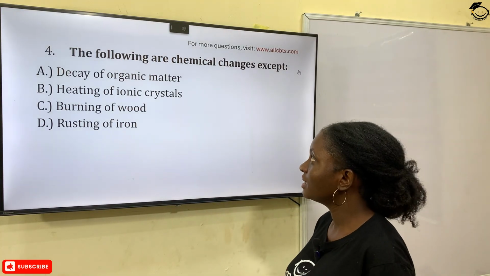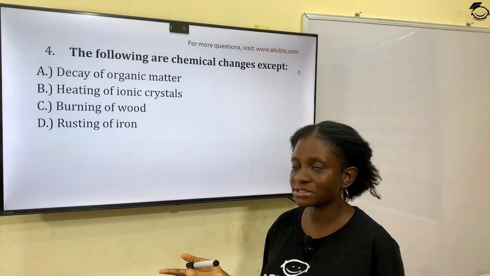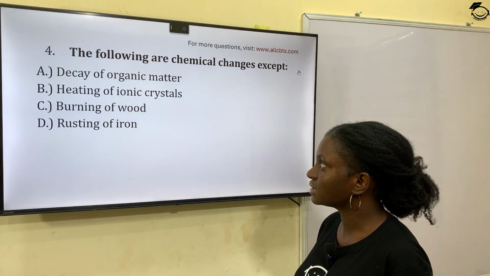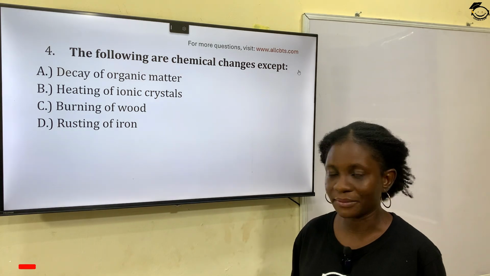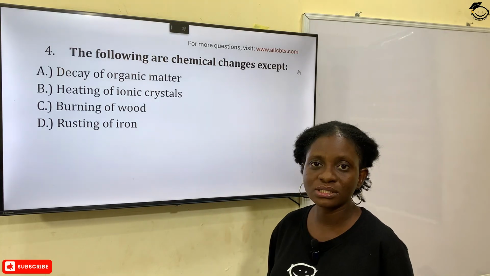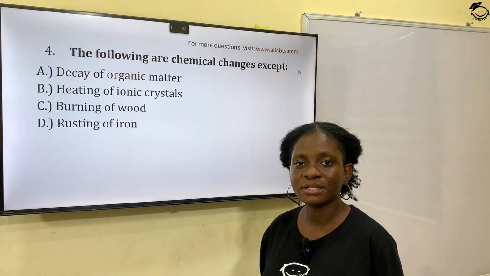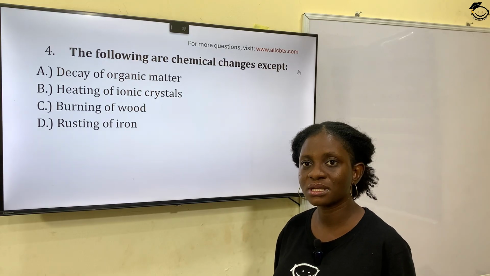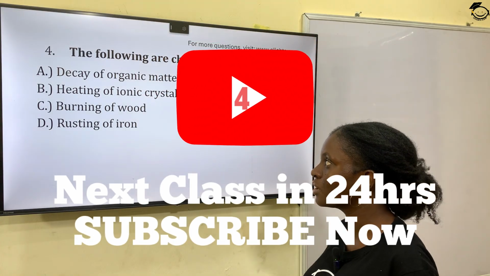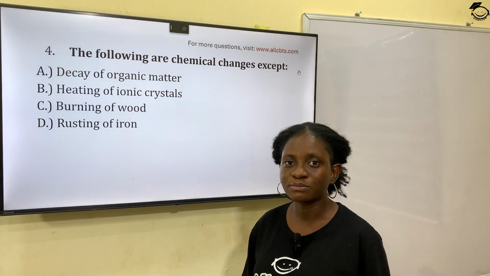Question 4. The following are chemical changes except which of these options are chemical changes except one? Option A, decay of organic matter. B, melting of ionic crystals. C, burning of wood. D, rusting of iron. Chemical changes are irreversible. A new product is being formed, unlike physical changes that are easily reversible. The correct answer here is melting of ionic crystals, option B.